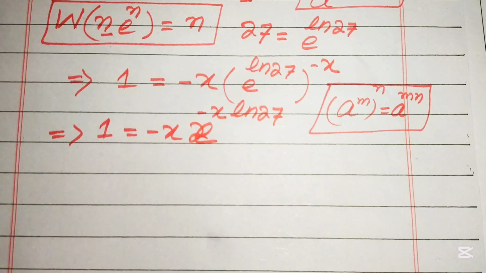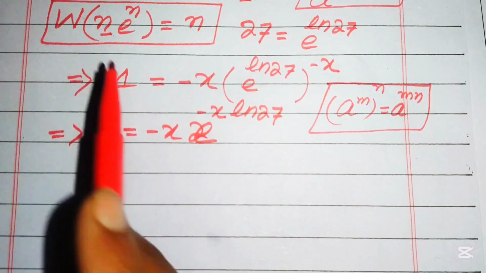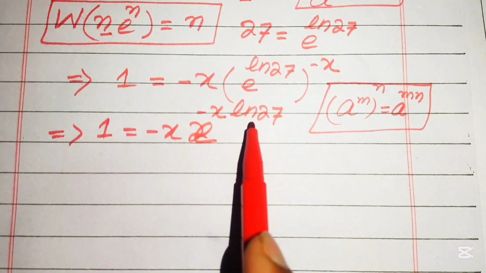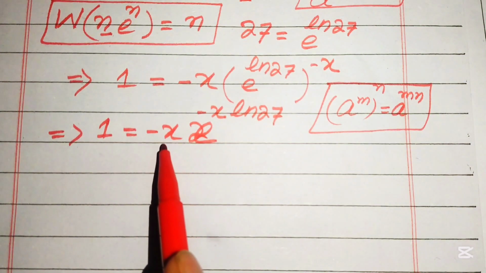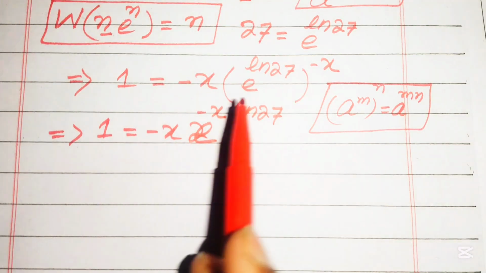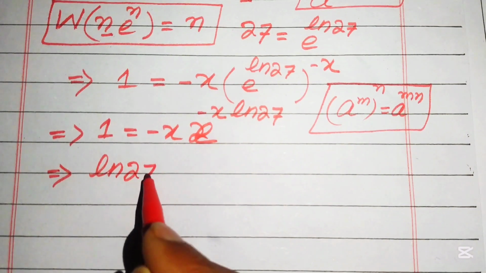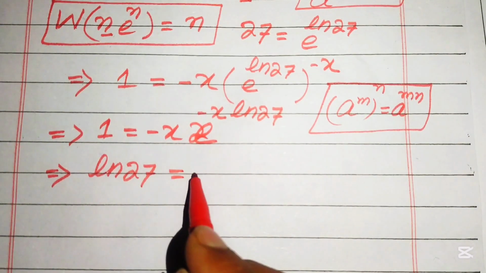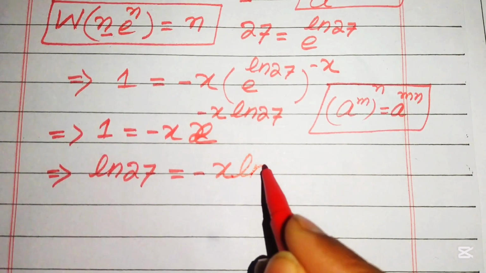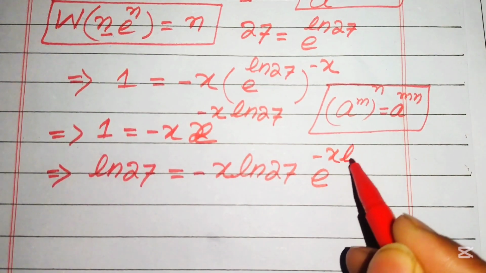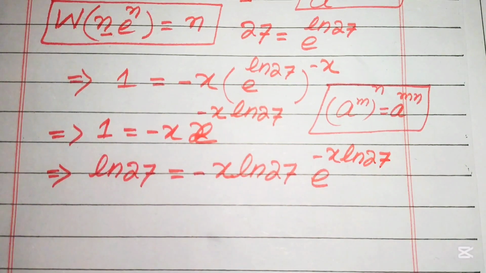After this step, you see that in order to apply this W function, the exponent of e must be multiplied by the same term, so this is minus x log 27. Here we have only minus x, and we need log 27, so now we multiply both sides by log of 27. When you multiply by log of 27, it will be written as minus x log of 27 into e to the power of minus x log of 27.